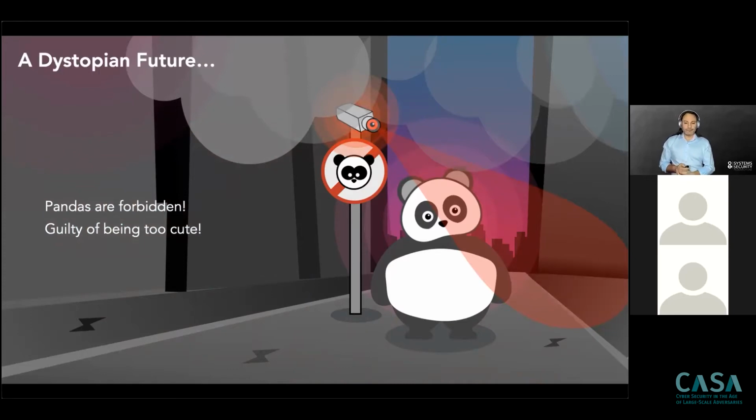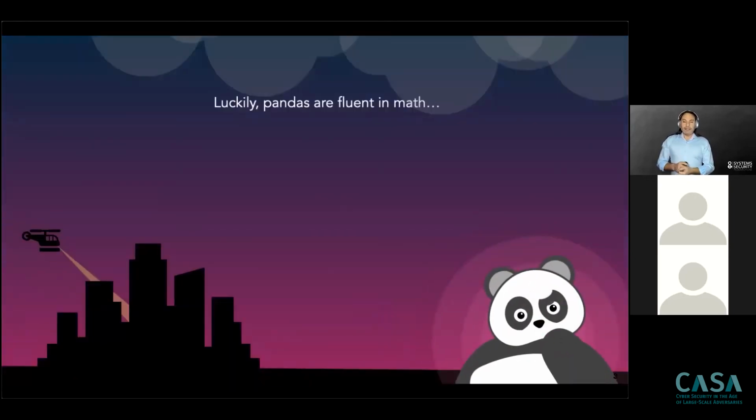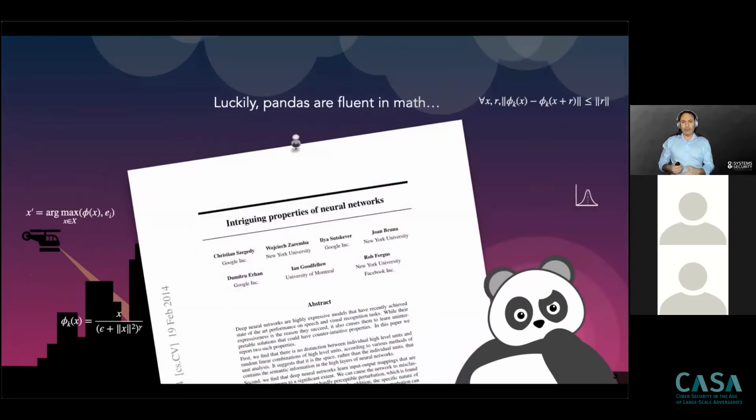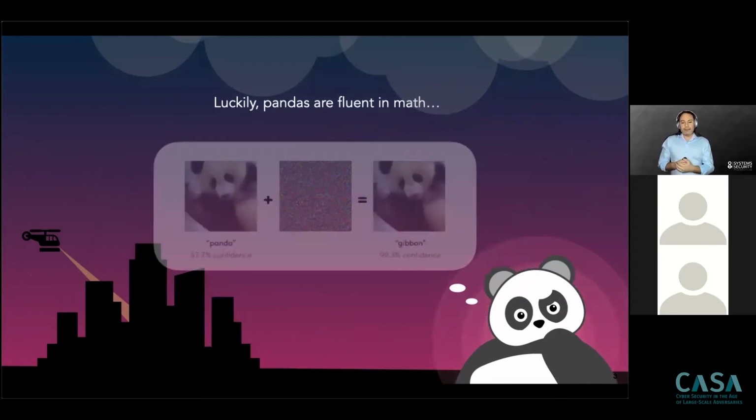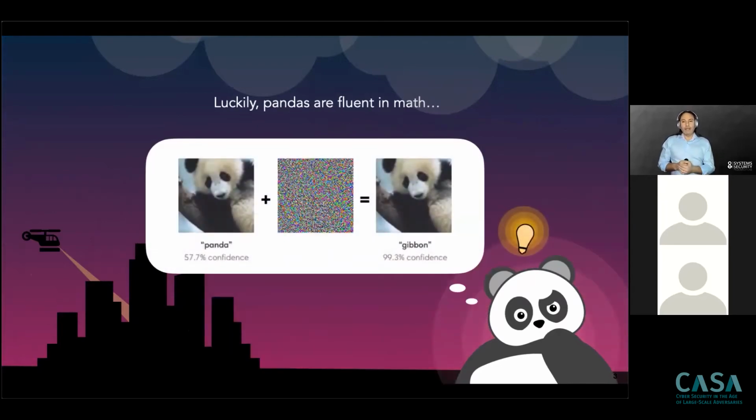Very grim future. However, even though you might think that pandas just chew on bamboo, and it takes a lot of bamboo to actually get enough energy, the pandas are actually fluent in math. So they look at one of the seminal papers in deep learning security, which brings to light the interesting intricacies of deep learning when considered in a security context, and they come up with a plan. So in this paper, they remember that it is possible to fool such deep learning systems, so machine learning systems. In what way?